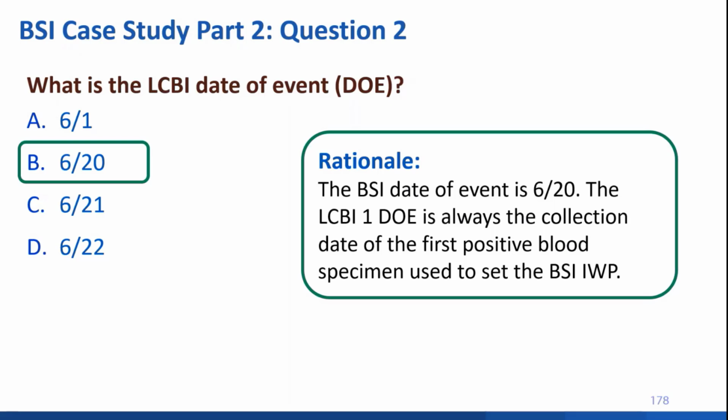So the answer is actually B, 6/20. This is because the BSI date of event, the LCBI 1 date of event, is always the collection date of the first positive blood specimen used to set the BSI IWP. If you recall, those blood cultures were collected on 6/20, but they resulted positive on 6/22. So you do not want to use the result date as your date of event. You want to use the collect date.